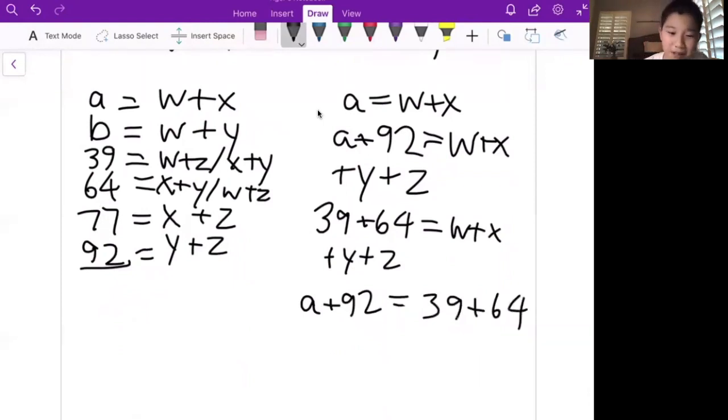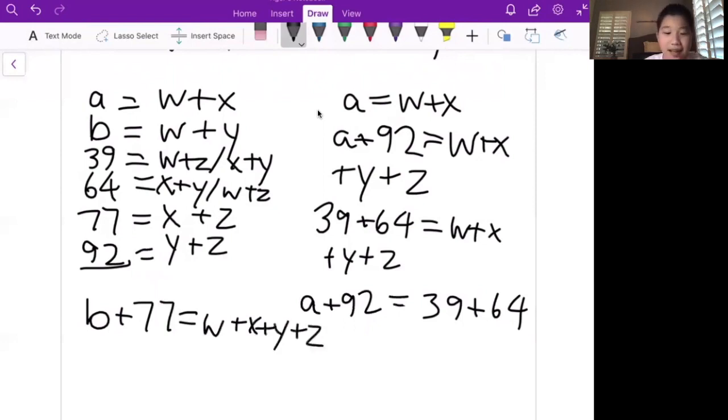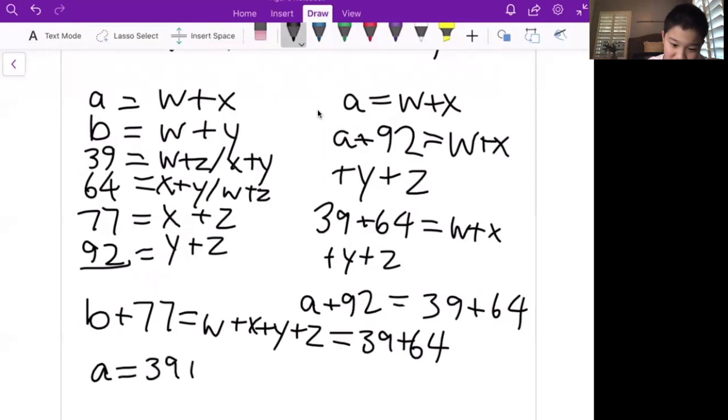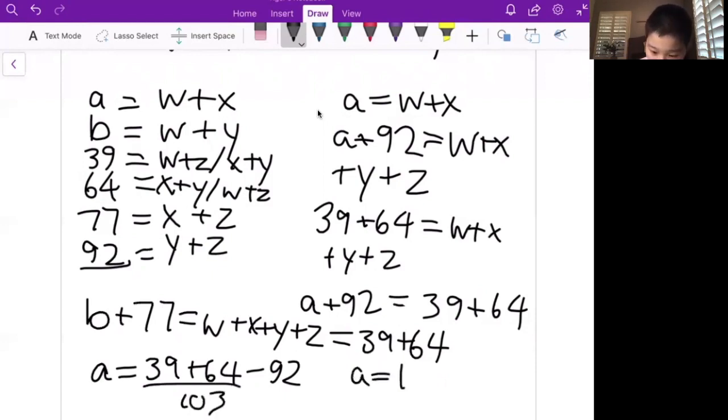Now, do the same thing for B, except this time to make W plus X plus Y plus Z, you have to add 77. That makes W plus X plus Y plus Z. And then that's equal to 39 plus 64. So now we can calculate A and B. A is equal to 39 plus 64 minus 92. So 39 plus 64 is 103. Then minus 92 is 11. A equals 11.